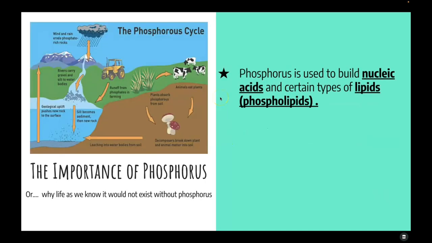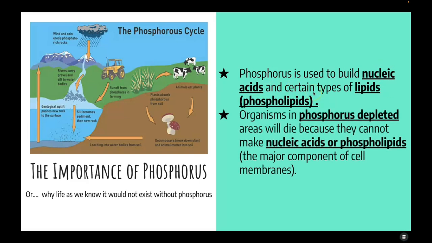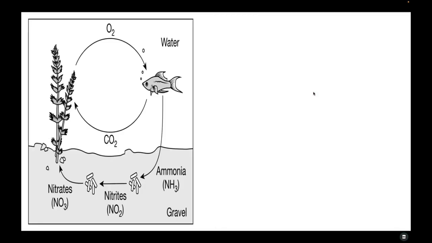All right, let's get into phosphorus. Why life as we know it wouldn't exist without phosphorus. Phosphorus is used to build nucleic acids and certain types of lipids, which are called phospholipids. And phospholipids are found in your cell membrane. The critical point to remember here is that organisms in phosphorus depleted areas will die because they cannot make nucleic acids or phospholipids.